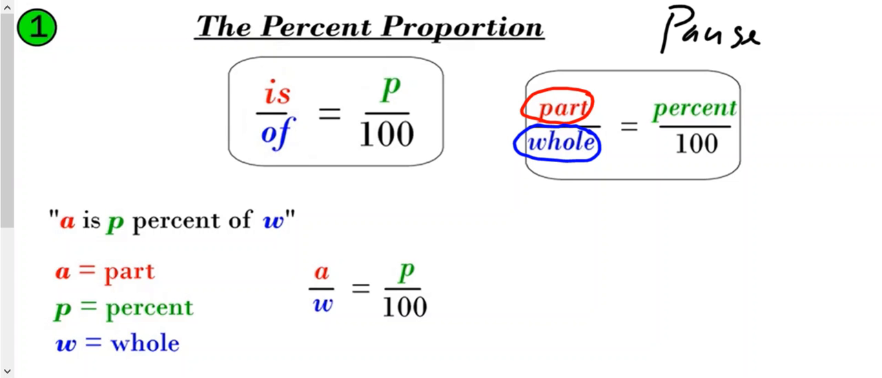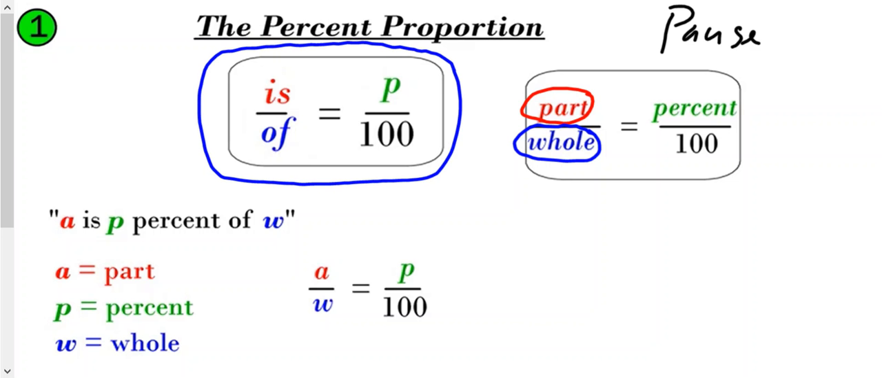Now, if you wanted to use different variables, that's okay, you can do that, but we chose A for part because it has an A in it, and P for percent, and then W for whole. If something else makes more sense for you, you can go ahead and use that. So when we're solving percent proportion problems, we're looking for information, numbers connected to is and numbers connected to of. And then this we are going to be working with as we answer all of our questions. So make sure you have that written down. Is over of equals P over 100.